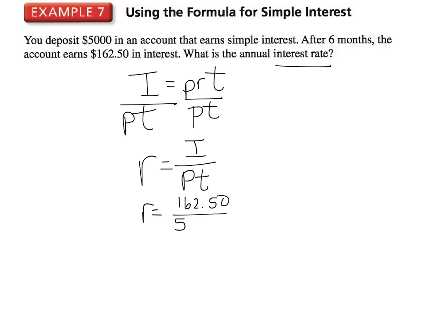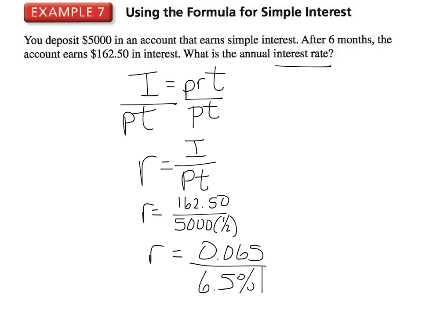divided by 5,000, which is the principal, multiplied by the time, which is 6 months. But remember, time is in what? Time's in years, so we have to do a half. So if we solve, we get the rate, which is equal to 65 hundredths. But that's as a decimal. We want the rate as a percent. So their interest rate would be 6.5%.